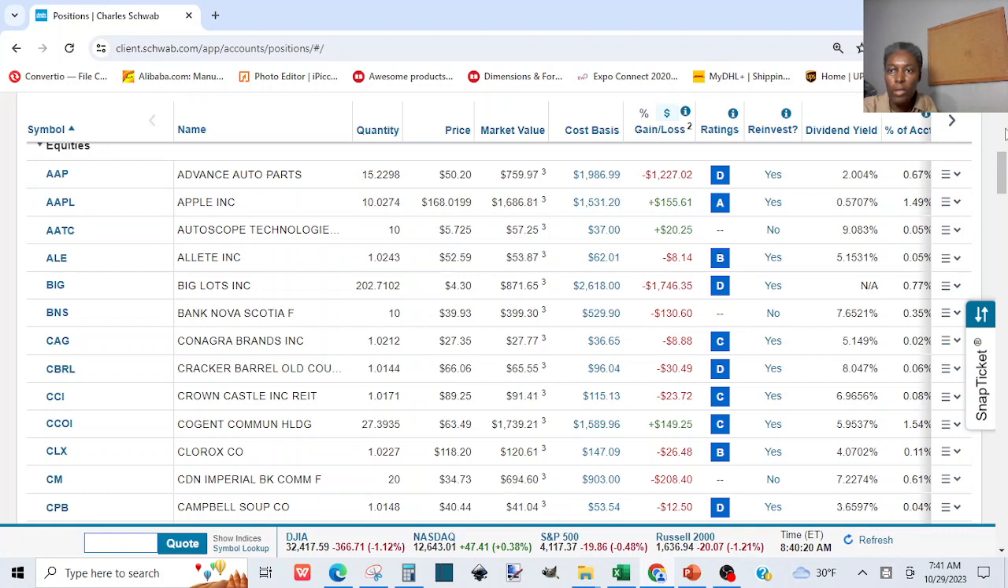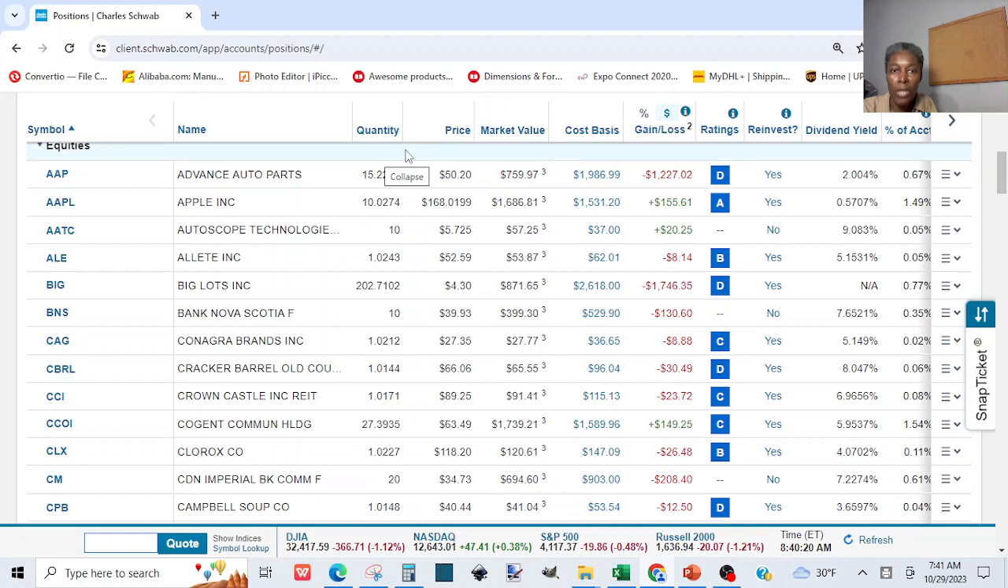So when you go under your account summary and you click on your account to see the positions, you'll be able to see the stocks you invest in, and you'll be able to see the ones down low. Pretty much the way it looks is the cost basis is the amount you paid, the price is what it is selling for, and the quantity is the number of shares you have.